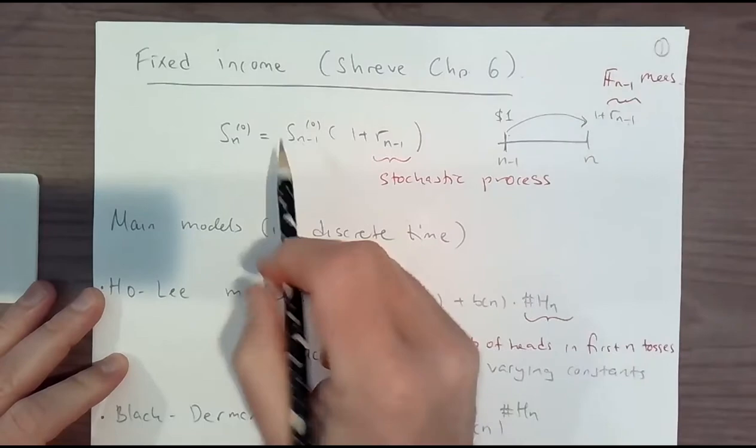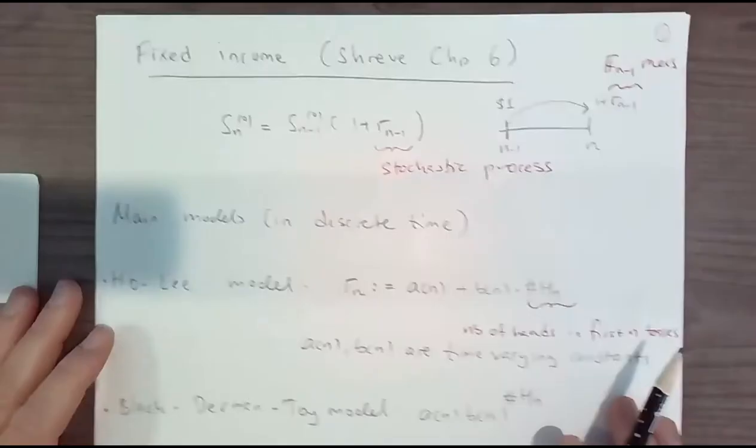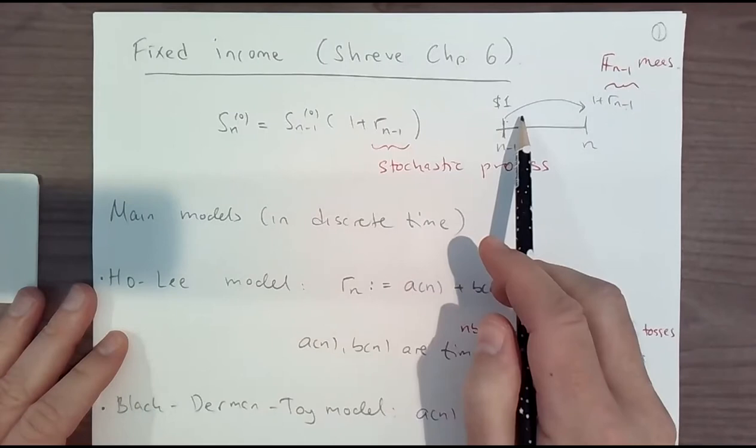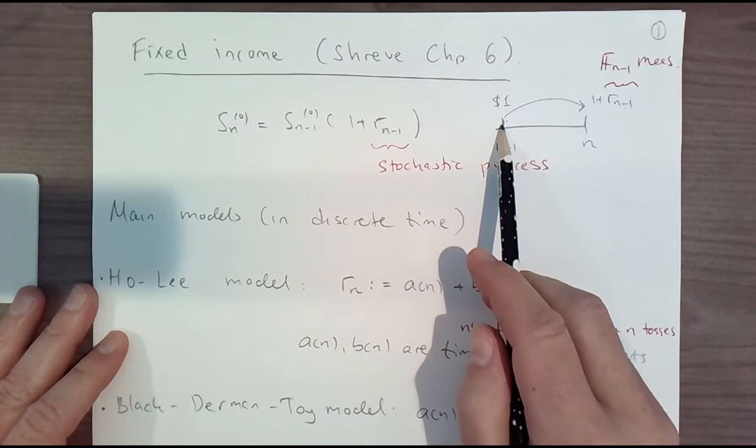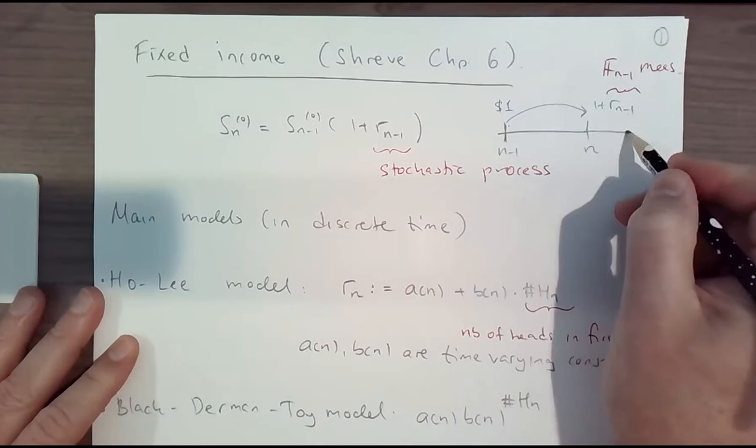So that's the starting point for fixed income. We have a bank, there's no stock here. The bank carries an interest rate which is stochastic, but it is fixed at the beginning of each interval. So R_{n-1}, you know what that is in the beginning, and that's true for all periods. Any questions on this?